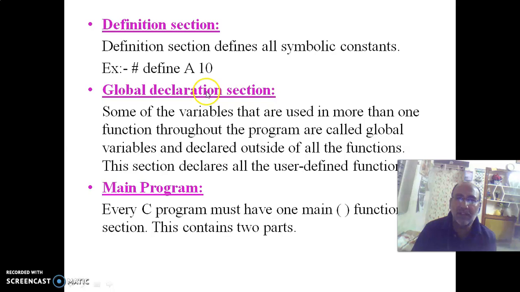Next one is the global declaration section. Some of the variables that are used in more than one function throughout the program are called global variables and are declared outside of all the functions. This section declares all the user defined functions. Here, the global variables are discussed. I discussed in the case of functions that two types of variables are there, global variables and local variables. The global variables have to be declared in the global declaration section.